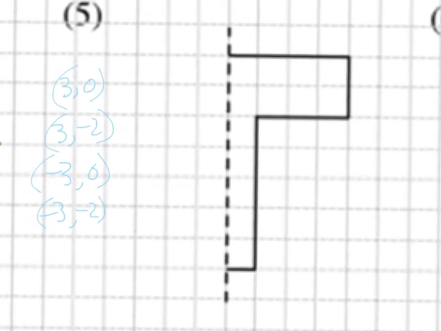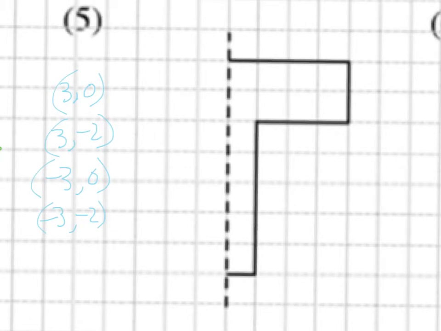Okay, number 5. Again, they're easy when they're horizontal and vertical because we can just count the points. If the vertices lie on the axis, they stay there. So these two on the dotted line will stay there. This point is 1 over, so we're just going to move it 1 over. This point is 1 over, so it's going to be 1 over. This other point is 4 over, so it's going to be 4 over. And again, 4 over. So there we have it. We connect the dots, and we have reflected that image across that vertical line.